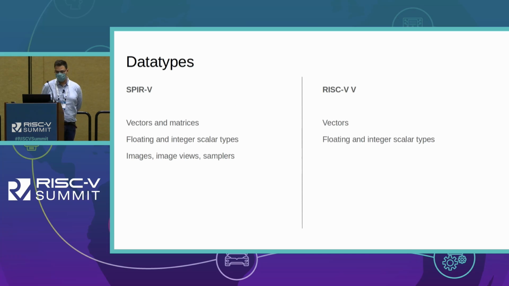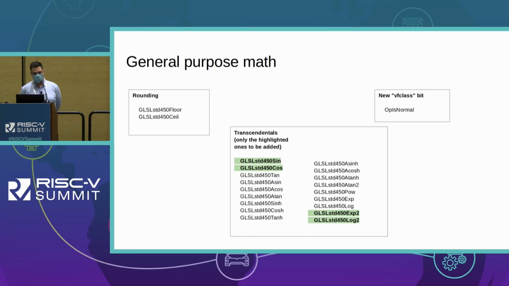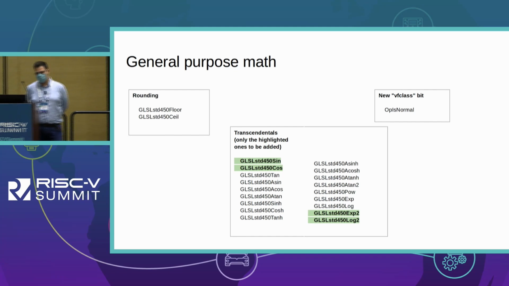Well, first of all, SPIR-V supports the same data types that we have on RISC-V and a few more. So in addition to vectors, we have matrices, and we also have scalar data types that are specific for graphics, like images, image views, and samplers. There are a few more, but they are not strictly required for graphics, so we are going to just omit them in this talk.